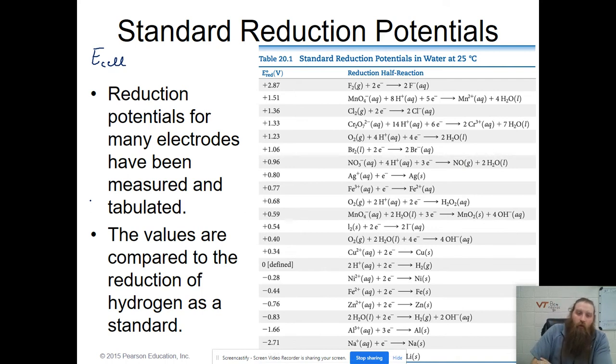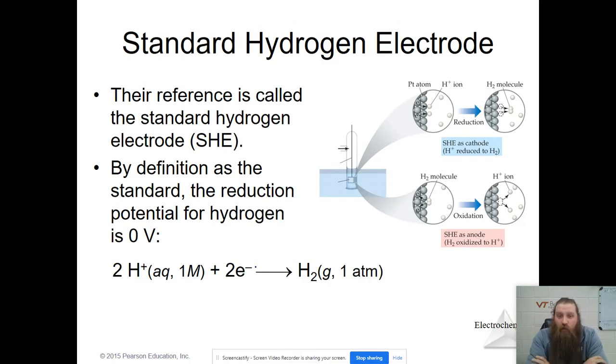And we base them on the defined zero, which is the reduction of hydrogen ion to hydrogen gas. Now, this is called the SHE, which is the standard hydrogen electrode, or the HER, the hydrogen electrode reference, or the NHE, which is the normal hydrogen electrode. I've heard all different kinds there. But by definition, its reduction potential is always 0 volts. So we just compare everything to hydrogen. We set hydrogen as an arbitrary 0.